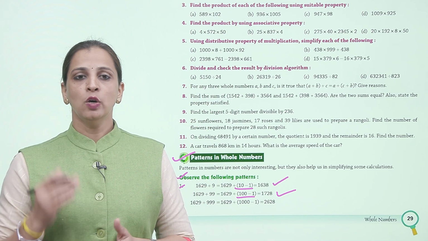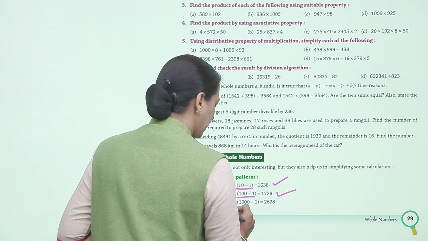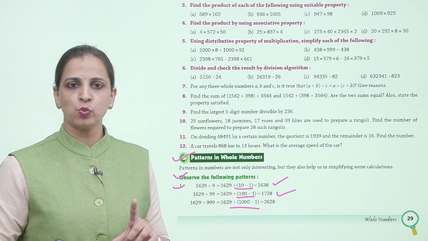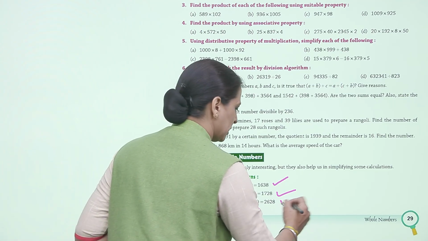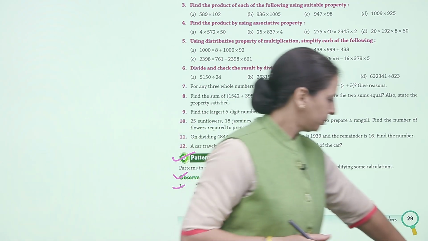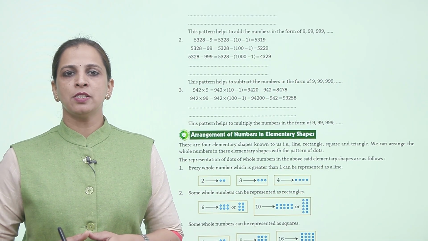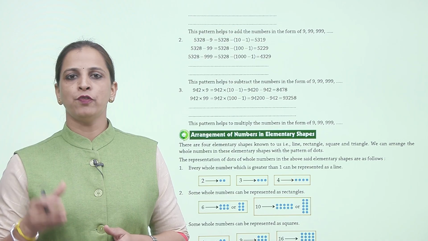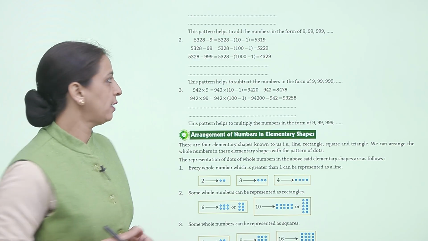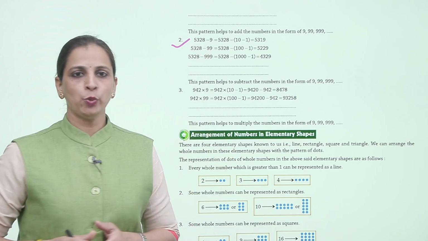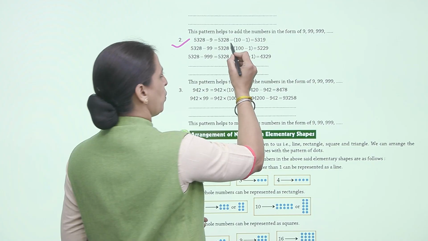प्लस 100 किया और माइनस 1 किया. 1629 प्लस 999 इज 1629 प्लस 1000 माइनस 1, तो 2629 माइनस 1 इज 2628. This pattern help us to add the numbers in the form of 9, 99, 999 and so on. Now second, 5328 minus 9 is equals to 5328 minus 10 minus 1.